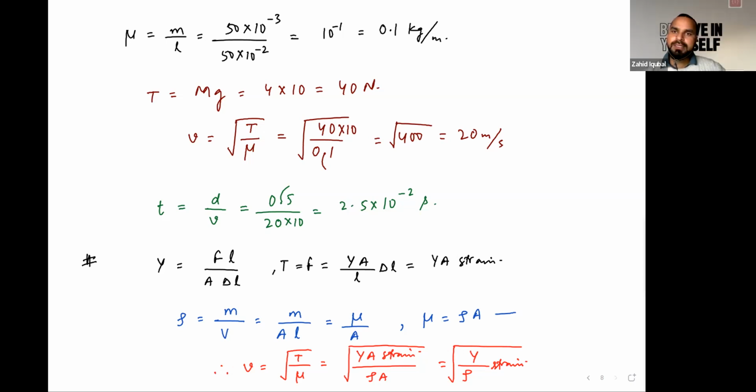From this part, we can say the velocity of a transverse wave depends upon Young's modulus. And as I had explained to you, Young's modulus is defined only for solids. Hence, we can say transverse waves can travel through solids only. You may just write it down, then I'm defining the next part.